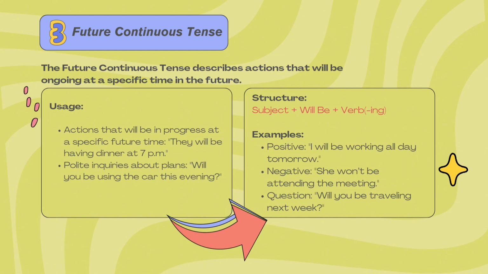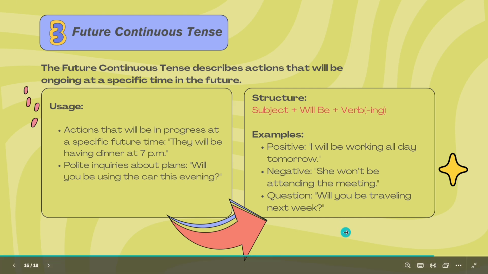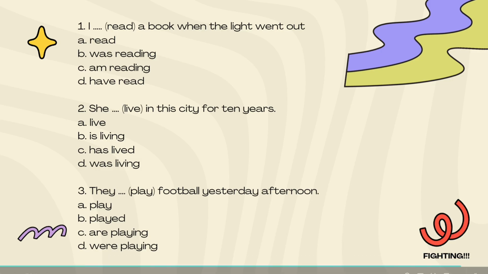And then the structure of future continuous tense. In this PPT, we can read the structure is subject plus will be plus verb ing, and example is for positive sentences, I will be working all day tomorrow. And then for negative, she won't be attending the meeting, and for question is will you be traveling next week? Okay, next.